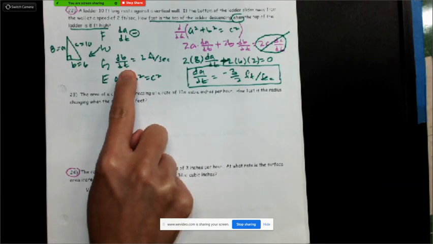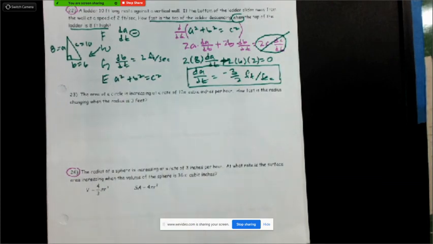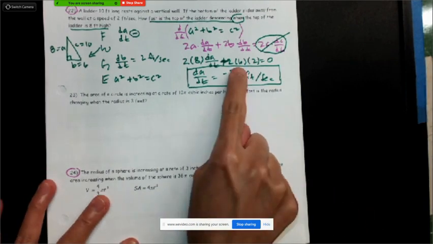Okay, got you. Mm-hmm. Priscilla? How'd you get 6? 6 was found by Pythagorean theorem.